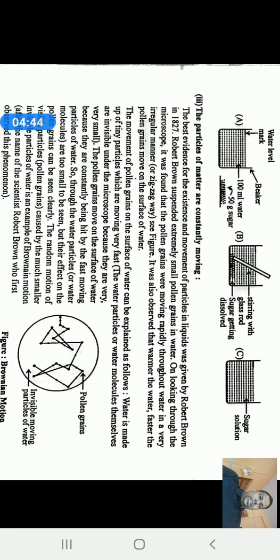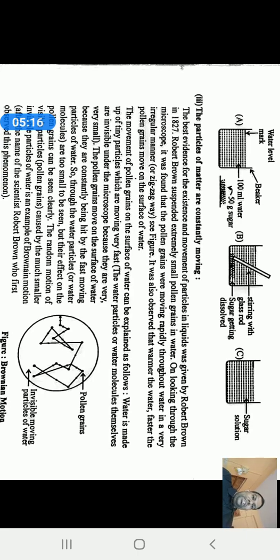Now the third characteristic: the particles of matter are constantly moving. This is shown by Brownian motion. The best evidence for the existence and movement of particles in liquid was given by Robert Brown. Now what did Robert Brown do? He suspended extremely small pollen grains in water.